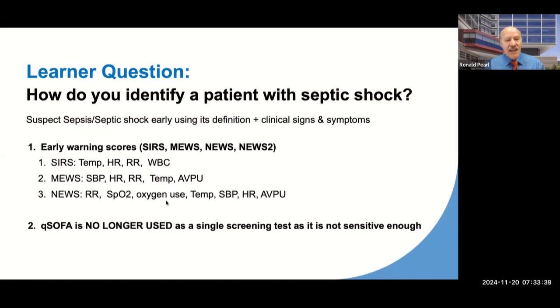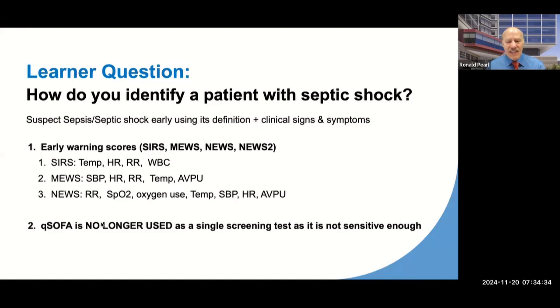reviewed just then in terms of looking at blood pressure and lactate, they have developed different clinical scoring systems that can be used to screen large numbers of patients to quickly identify those patients who may be developing sepsis, septic shock. And the ones which are commonly used are shown here. SIRS, which has been with us for many decades, and the newer ones, the MEWS, NEWS, and NEWS2 scores. And these are really both detecting sepsis, septic shock, but also recognizing patients who are likely to quickly decompensate and become critically ill.